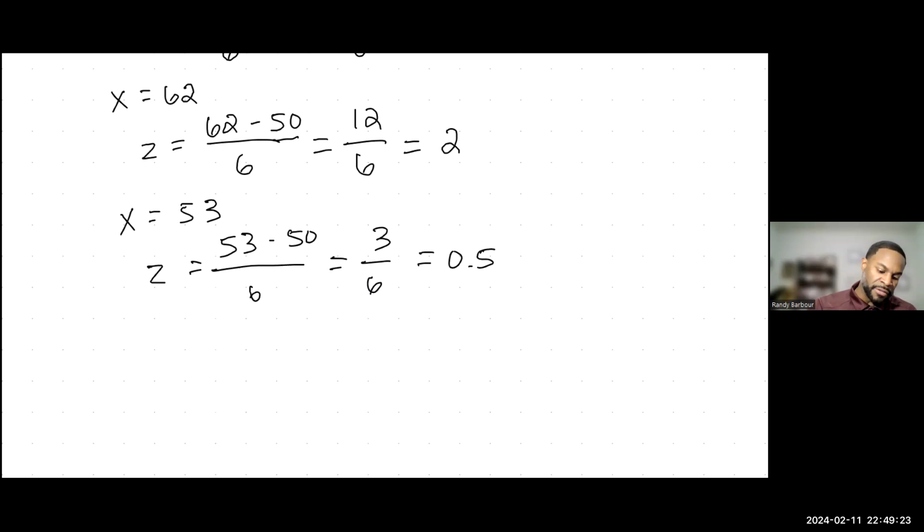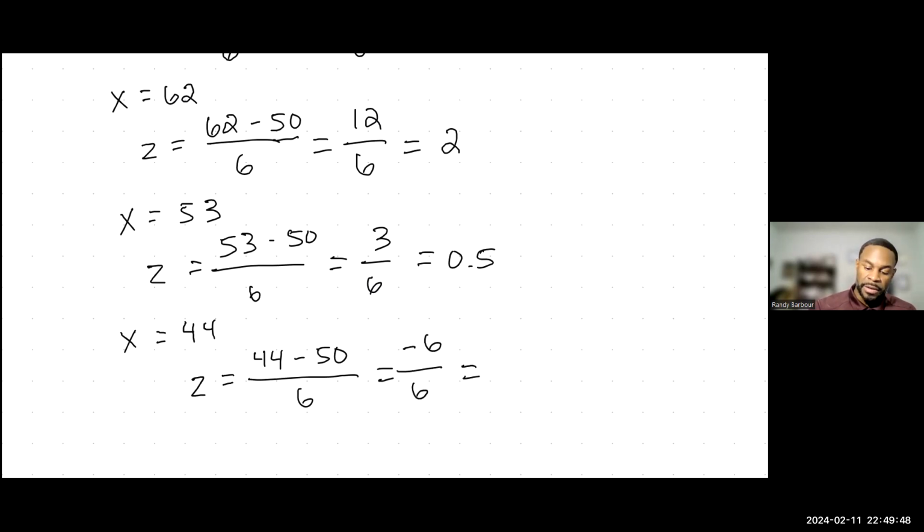Let me do one that's a negative z-score. So we got x equals 44. So that'll be z equals 44 minus 50 over 6. Okay. This should be 44 minus 50 would give me a negative 6 over 6. Negative 6 divided by 6 should give you a negative 1. So a z-score of negative 1.